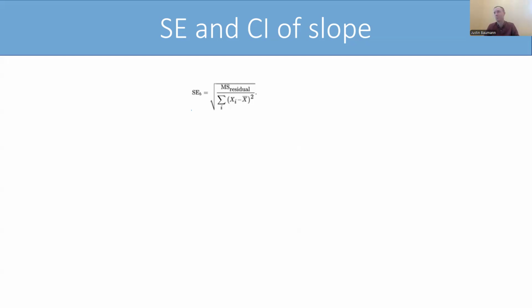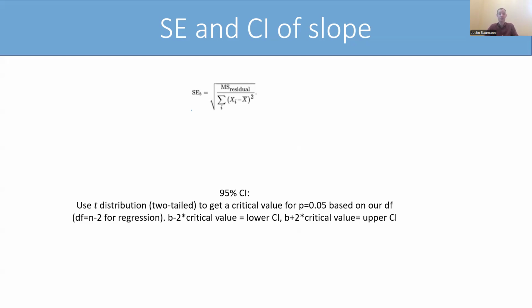The standard error of our slope is the mean squared residuals divided by the sum of the squared differences, the variance in x. For the 95% confidence interval for slope, we use a two-tailed t-distribution. We get a critical value for p equals 0.05 based on our degrees of freedom, which is n-2 for all regression. And then we say b minus 2 times the critical value equals the lower confidence interval, and b plus 2 times the critical value equals our upper confidence interval.